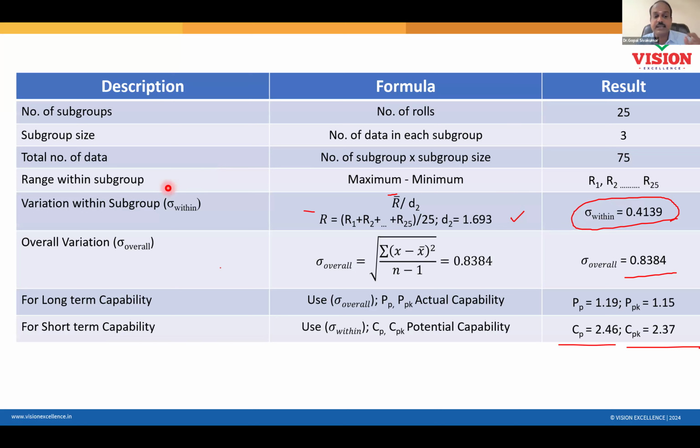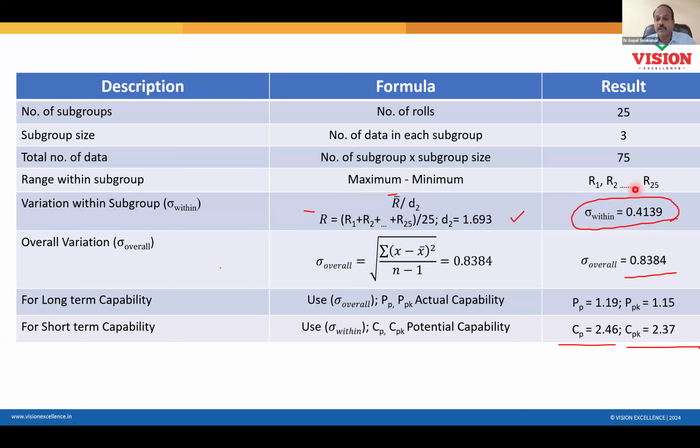Now the range represents the within variation, right? So I calculate range for every subgroup. Since there are 25 subgroups, I calculate 25 ranges. Now the information of within variation is available in the form of the range. I want to express that in the form of a standard deviation.